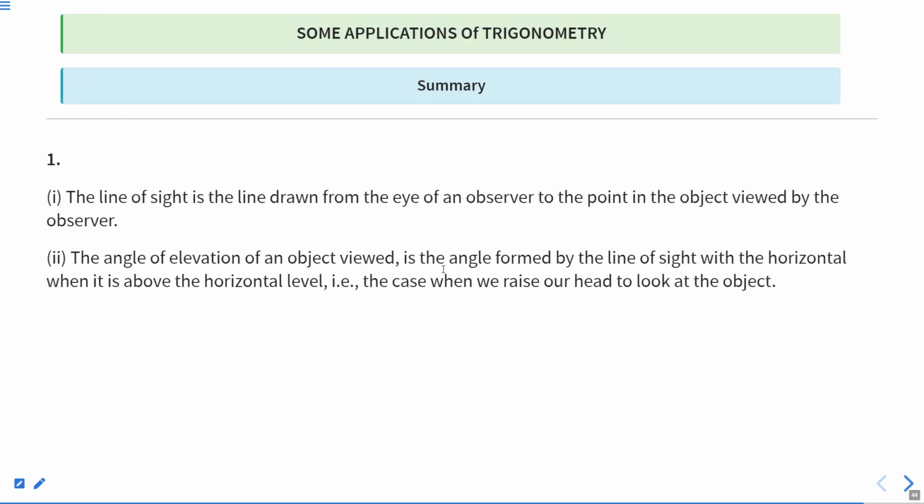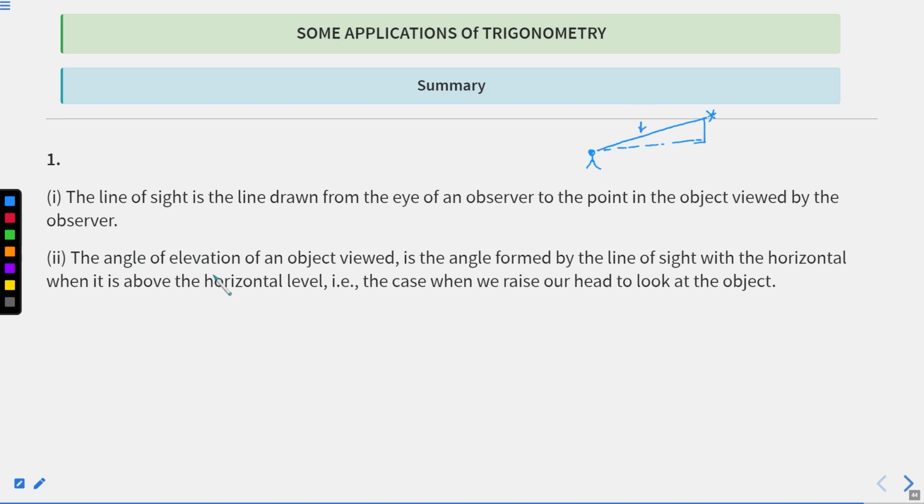So first we have studied the line of sight, that is actually the line drawn from the eye of an observer to the point in the object viewed by the observer. Okay, so line of sight is the line drawn from the eye of an observer to the point in the object viewed by this. That means if we have here some observer and he is seeing some object here. Okay, so this line is called line of sight.